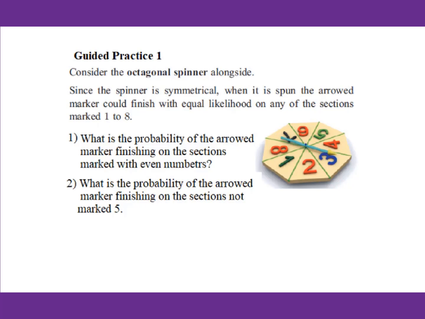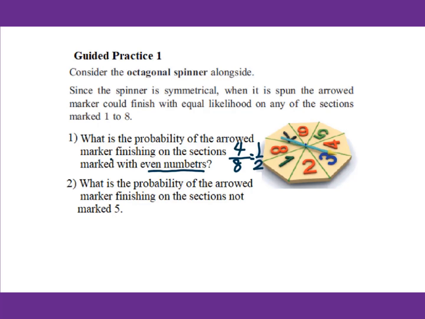What's the probability of the arrowed marker finishing on the section marked with the even numbers? We could say, how many even numbers here? It will be 4 out of 8. So we have 1 over 2.